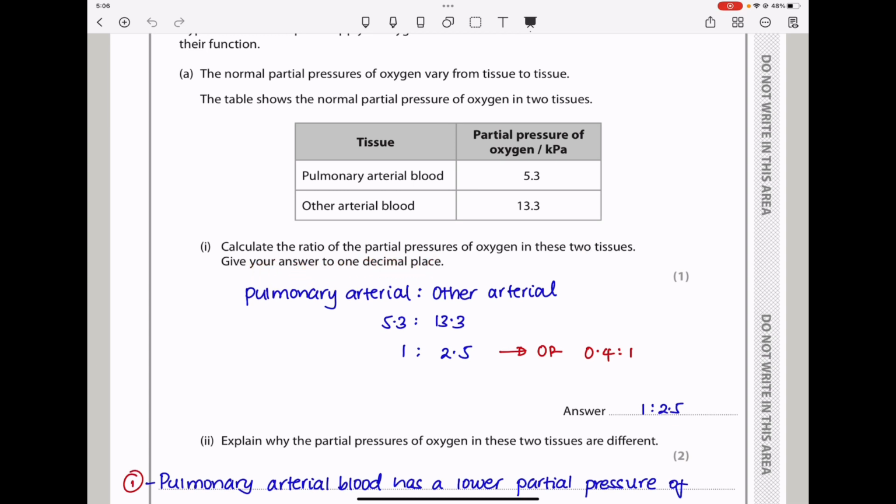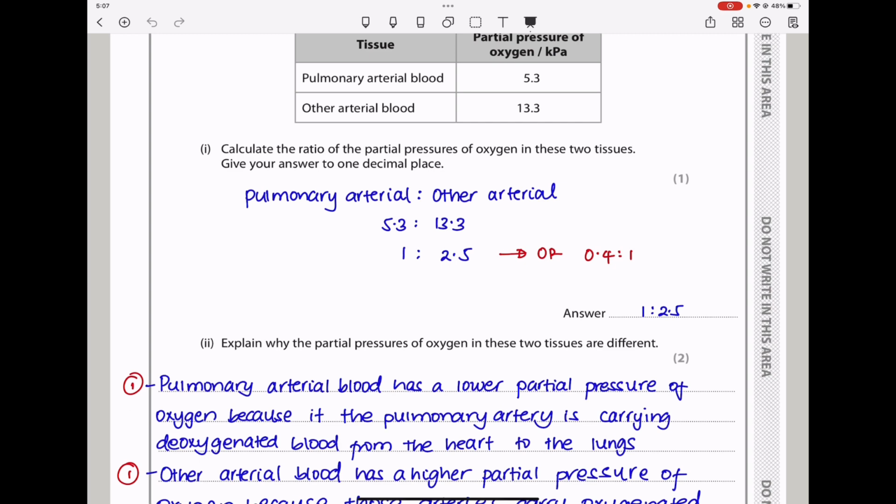one decimal place. The ratio should be pulmonary arterial to other arterial, 5.3 to 13.3, which is the same as 1 to 2.5. So you could say 1 to 2.5, or you could say 0.4 to 1 if you had divided the other way around. So my answer was 1 to 2.5.